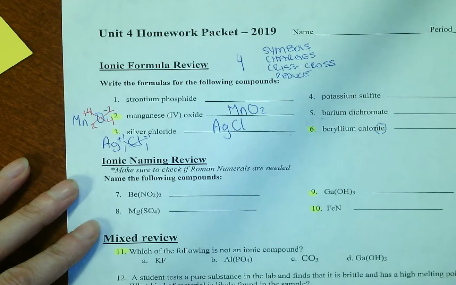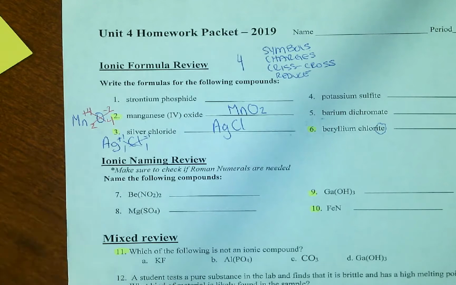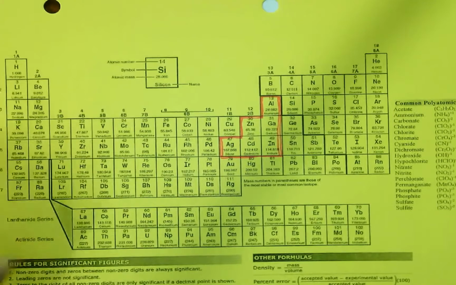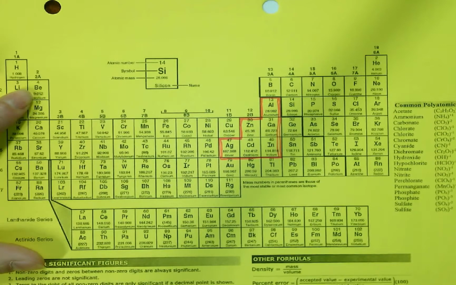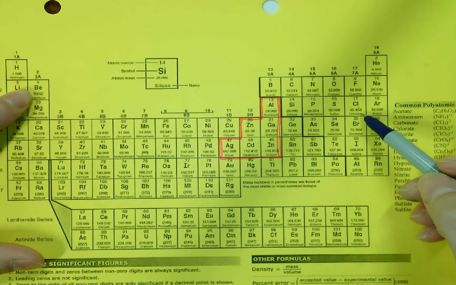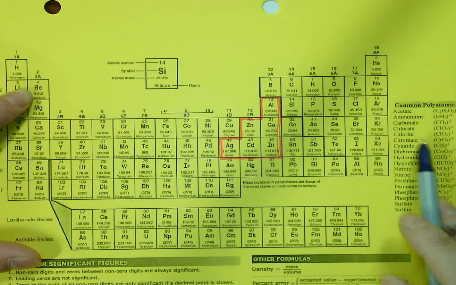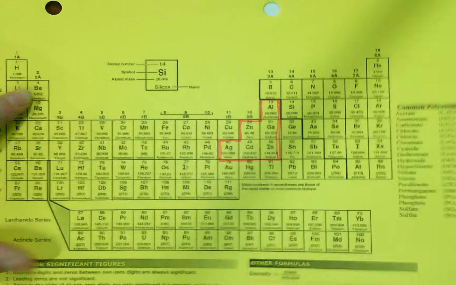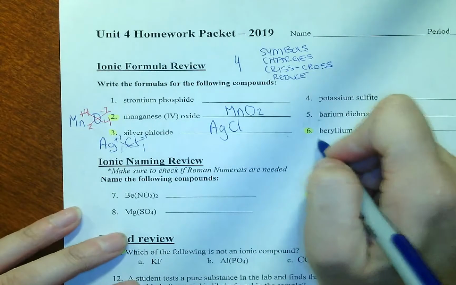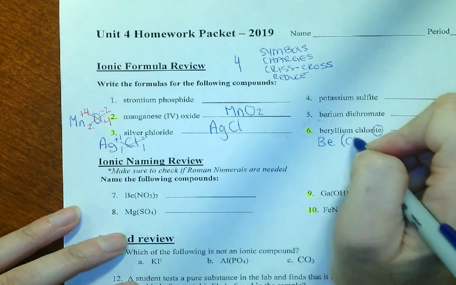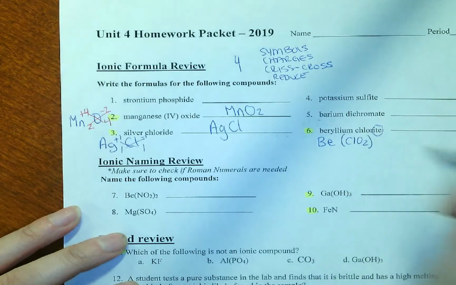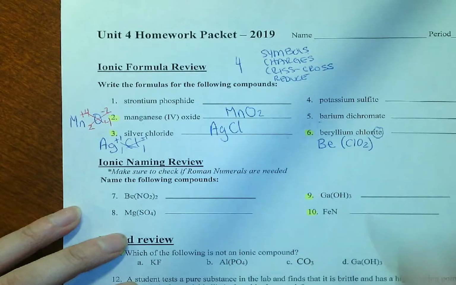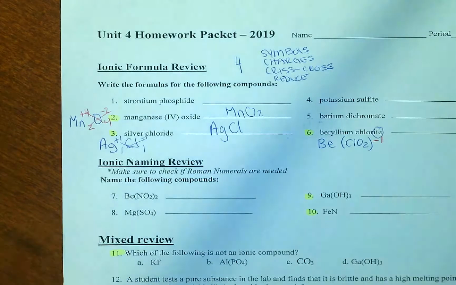Now we need to make sure we're not being almost right, because the next one we're going to look at is beryllium chlorite. Okay. Beryllium is Be. Chlorite is not chlorine. Chloride, I-D-E, is chlorine. Chlorite, I-T-E, is ClO2 minus 1. Okay. So beryllium chlorite, ClO2. Okay, and it makes, switch colors, a -1 charge. Okay.